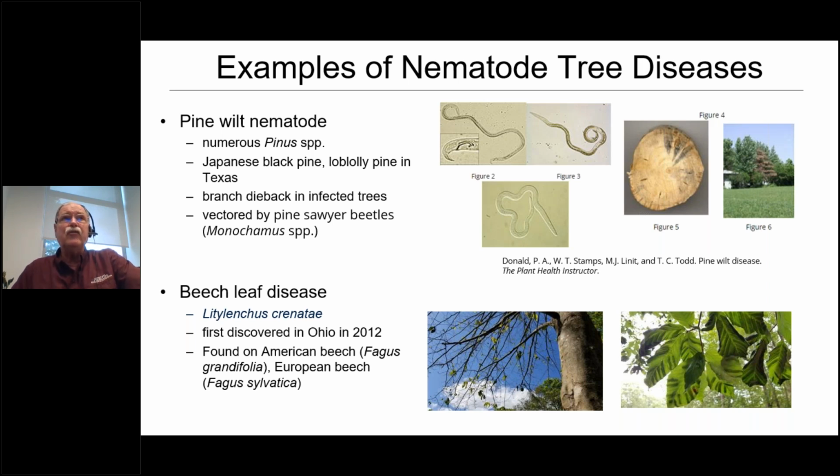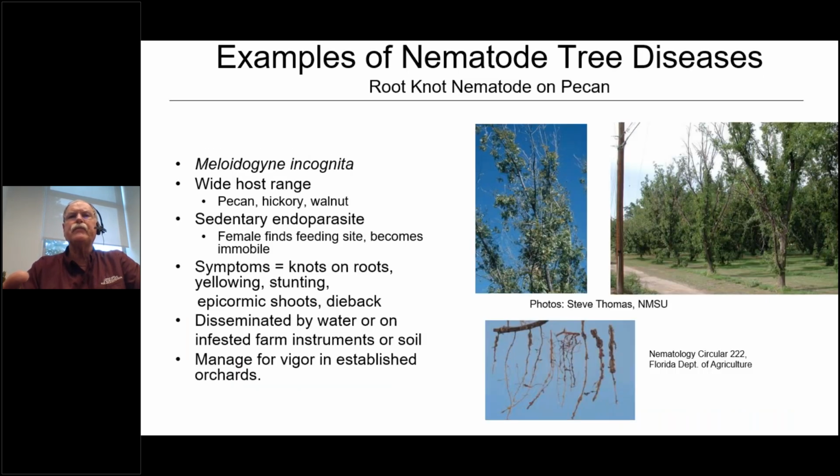This is one of those things that is a reminder to all of us first responders out there. Always keep on the lookout for new things going on out there in the woods. You never know when you're going to find something brand new. The name of this nematode is Litylenchus crenatae. It's just restricted to beech right now, so we don't have to worry about it. I don't know of anybody that's planting a lot of beech here in Texas.